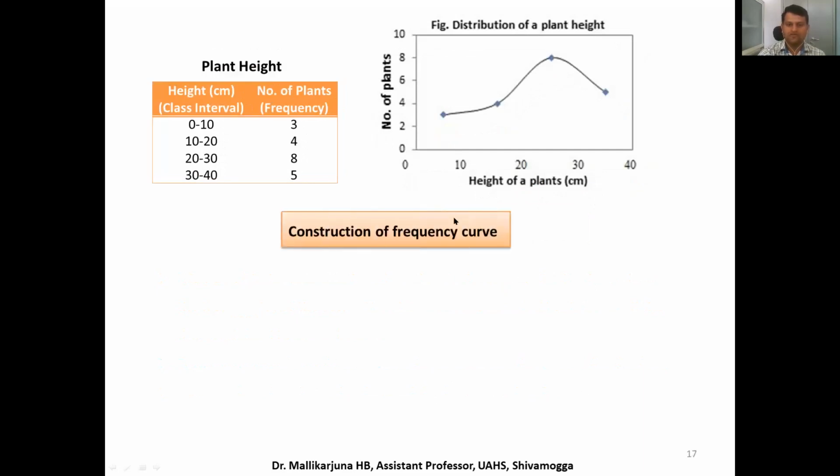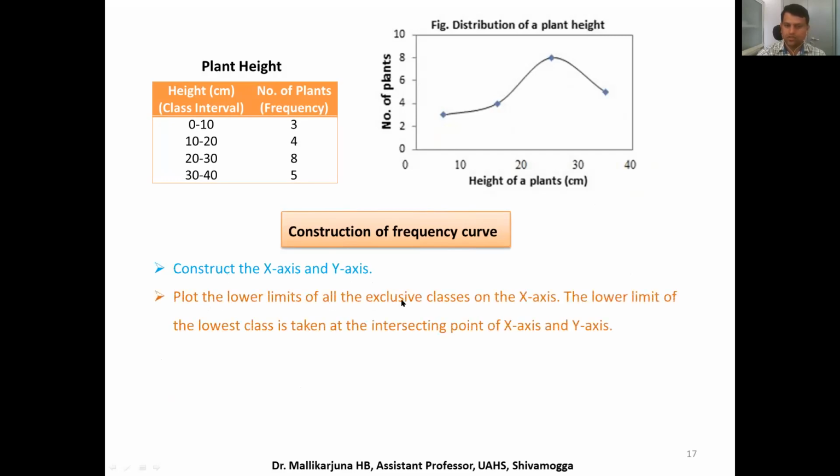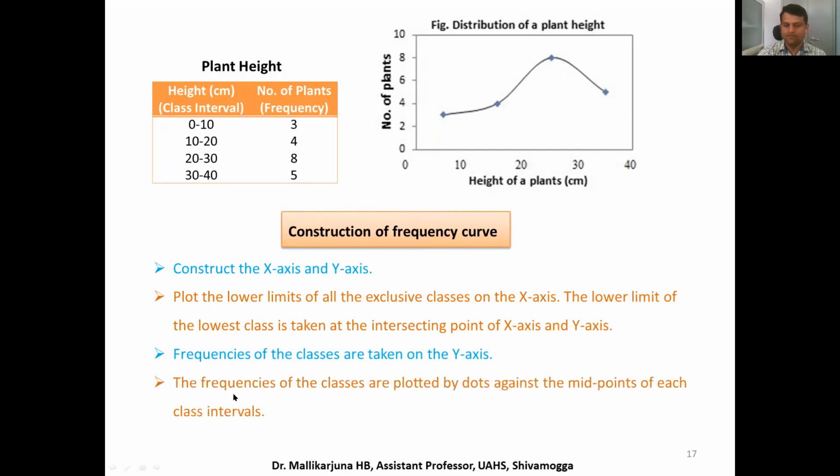Coming to construction of the frequency curve, it follows the same pattern as the frequency polygon. Construct the x-axis and y-axis, and plot the lower limits of the exclusive classes on the x-axis. The lower limit of the lowest class is taken at the intersecting point. Frequencies of the classes are taken on the y-axis: number of plants, 0, 2, 4, 6, 8, 10. The frequencies of the classes are plotted by dots against the midpoints of each class interval. Then all the dots are joined by a smooth curve.